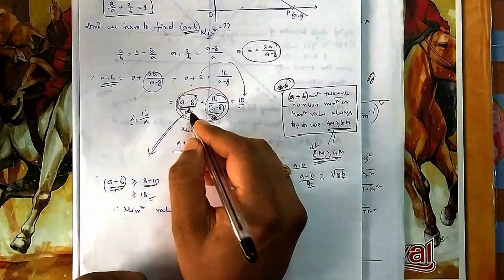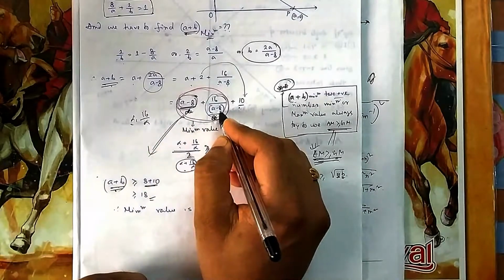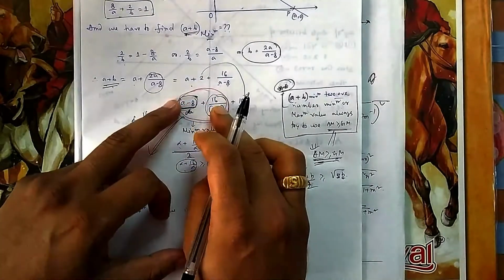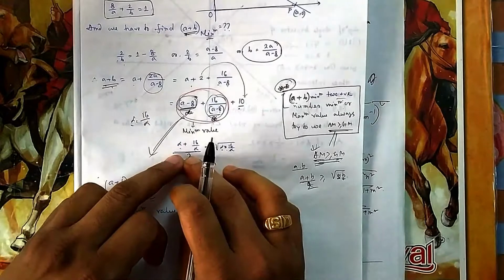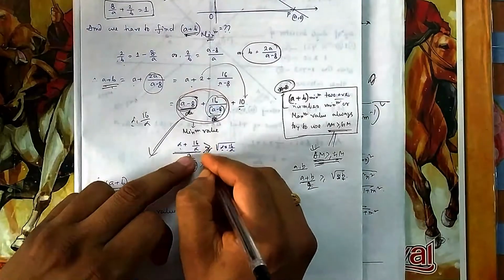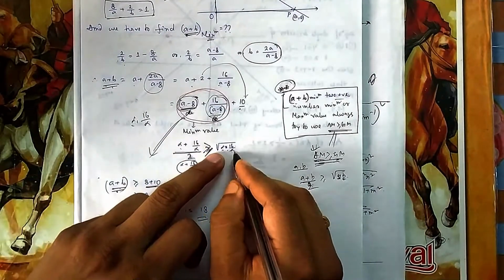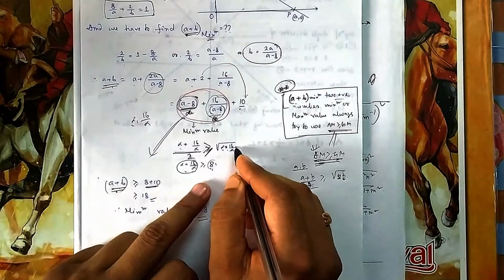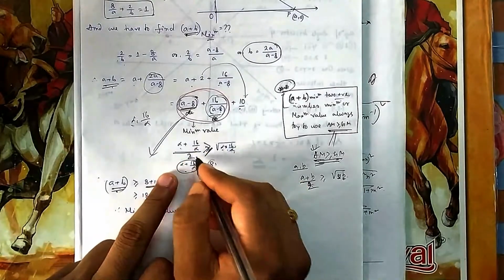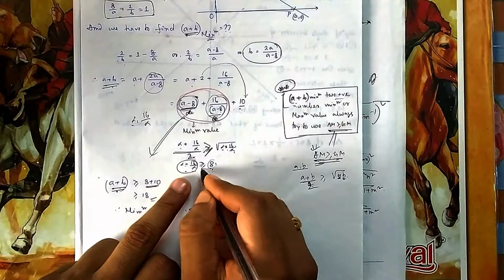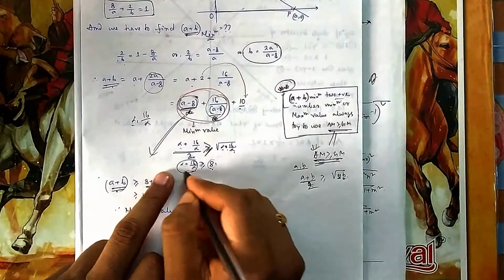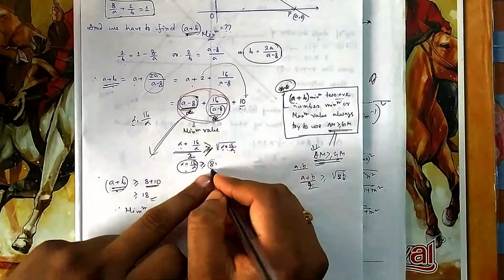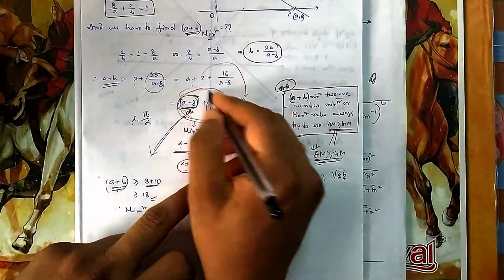So let me take this one as alpha. So this will be 16 by alpha. So what will be the AM of these numbers? Alpha plus 16 by alpha, by 2. It will be greater than or equal to GM, alpha into 16 by alpha under root. So alpha would get cancelled, it will be root 16. So if you send the 2 across, alpha plus 16 by alpha will be greater than or equal to 8. So this one is greater than or equal to 8. So the minimum value of this one is 8.